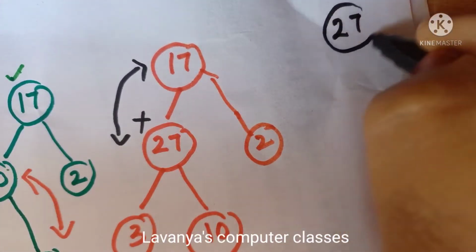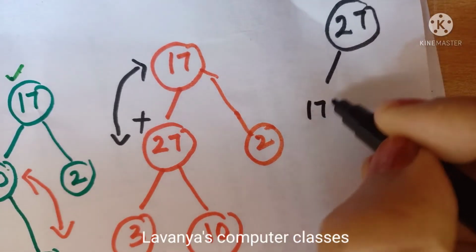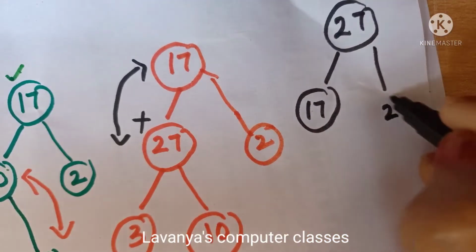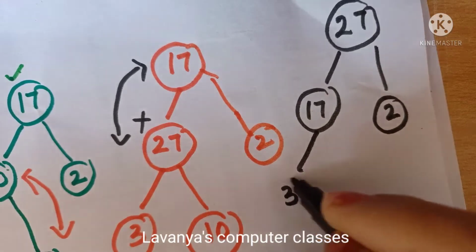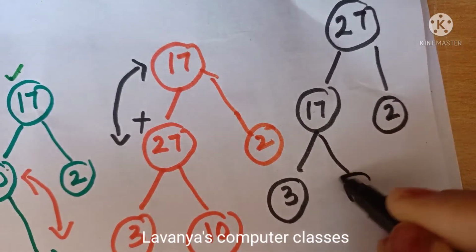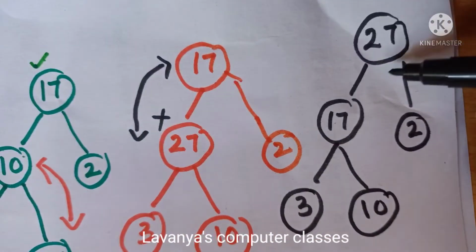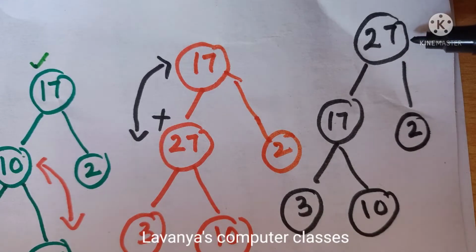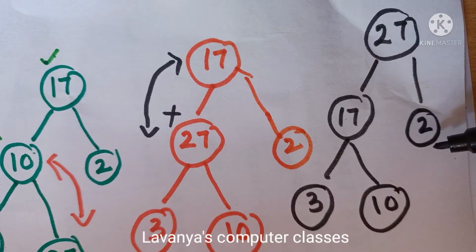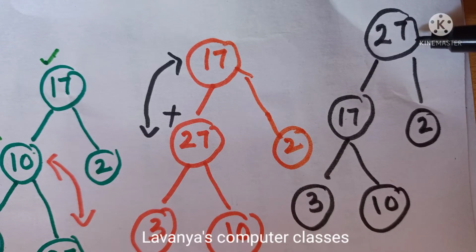27 is coming to here, 17 is here, 2, then 3, here 10. So now again check it. What is here? Root node is 27. 27 has two children, 17 and 2, both are smaller than its root node. So it is max heap.